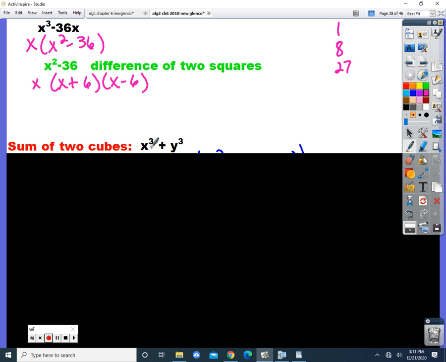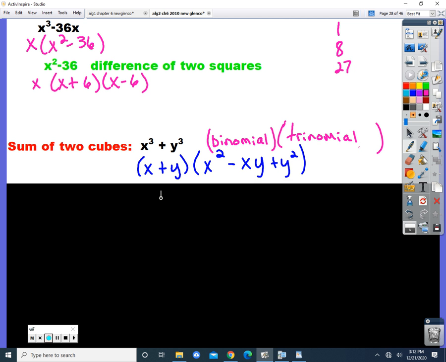I mean, it's clear this is an x cube and a y cube, so you know it's a cube. Well, these have a certain pattern. When you factor the sum of two cubes, it factors down into a binomial. I'm going to write it just like we would see it, in parentheses, and a trinomial. Okay? So the pattern is always the same. So I need you to look at this pattern, and then I'm going to go through it with you.